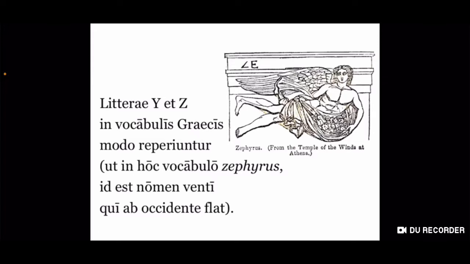The letters Y and Z are usually found, or just found, in Greek words, like as in the word Zephyrus. That is the name of the wind which blows from the west.